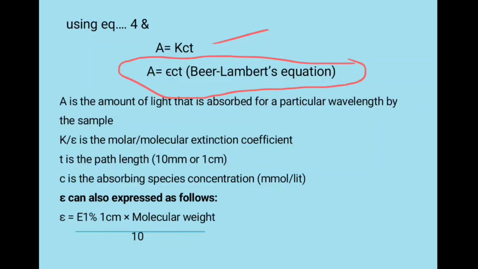T is the path length. C is the absorbing species, where E can also be expressed as E is equal to E 1% 1 centimeter into molecular weight divided by 10. E 1% 1 centimeter at a wavelength is a constant value for each drug, and it can be seen in pharmacopoeias or standard books on the subject. This value is useful in determining the concentration of drugs in sample formulations or in solutions.